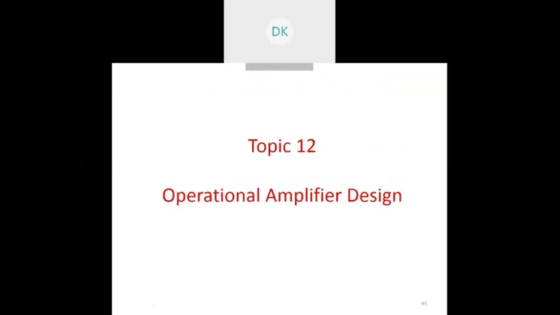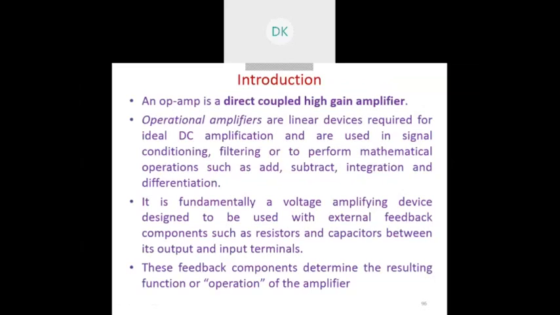Let us see the fourth important topic under unit number 3, operational amplifier design. What is meant by an operational amplifier? It is abbreviated as op-amp, which is nothing but a direct coupled high gain amplifier, or DC high gain amplifier, especially used for DC amplification, signal conditioning, filtering, and to perform mathematical operations such as addition, subtraction, integration and differentiation.